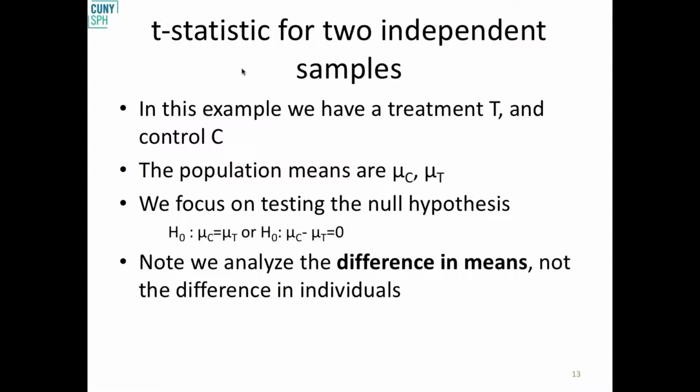Okay, t-statistic for two independent samples. Okay, we have treatment and control. A lot of times you're doing experimental studies this way. You're putting people into a certain environment or an exposure, and you're measuring one group that experiences the exposure, the other group maybe doesn't experience the exposure. You wind up with two means.